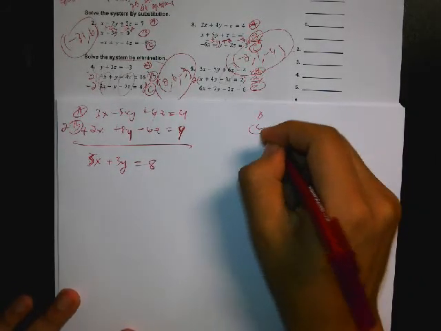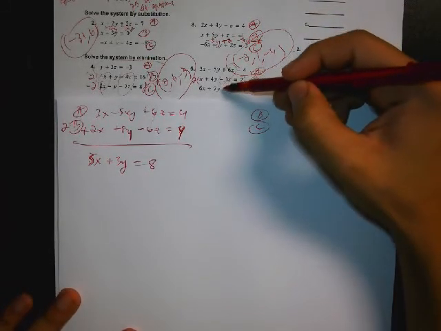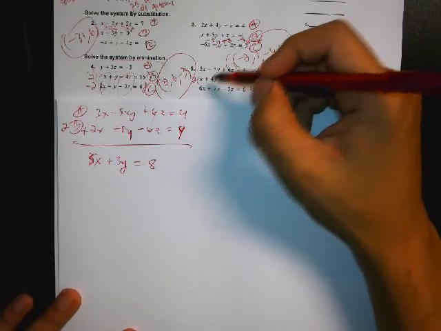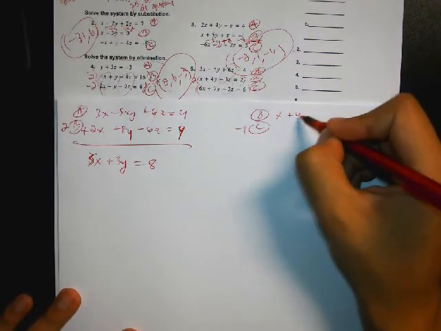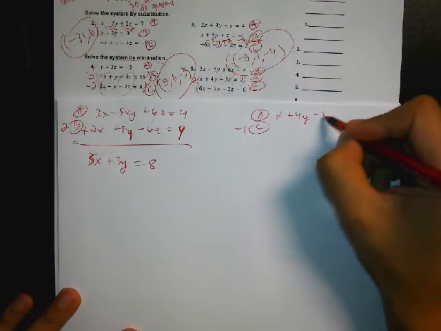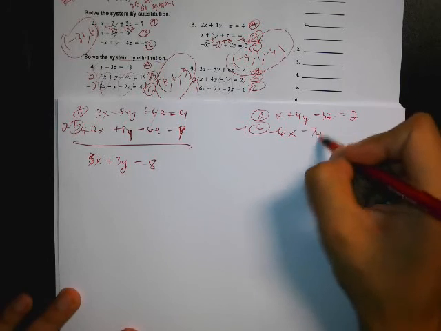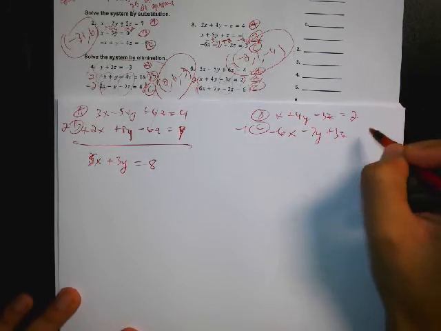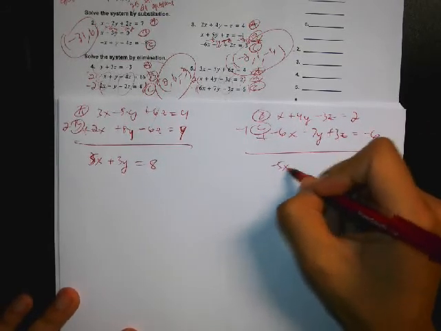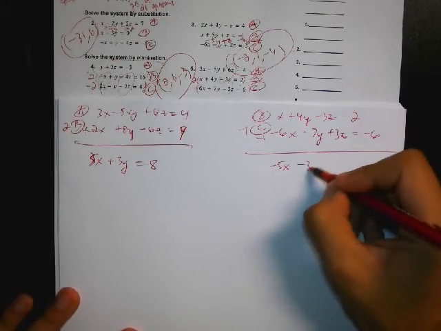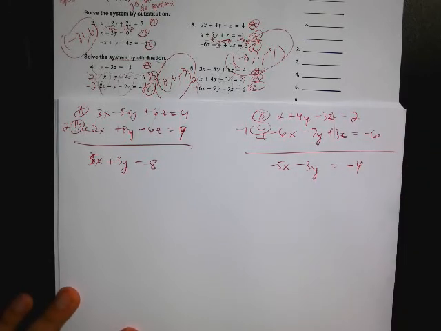I'm doing the same thing with B and C. I'm still trying to eliminate Z. Since they're the same coefficient with opposite signs, all I have to do is multiply one of them by negative 1. So I'm going to do the bottom one. And I get x plus 4y minus 3z is equal to 2. Negative 6x minus 7y plus 3z equals negative 6. Add those two, I get negative 5x minus 3y. Those two cancel, equals negative 4.